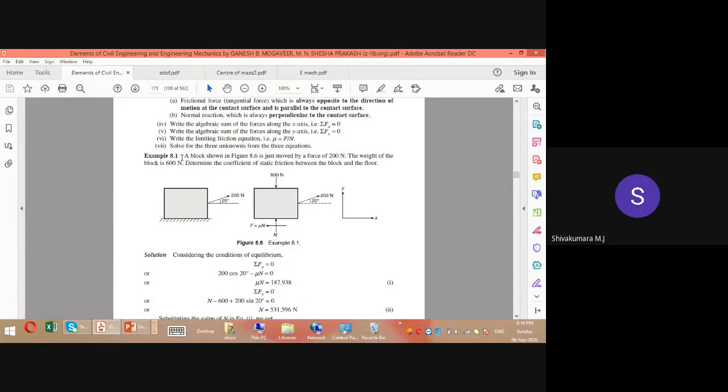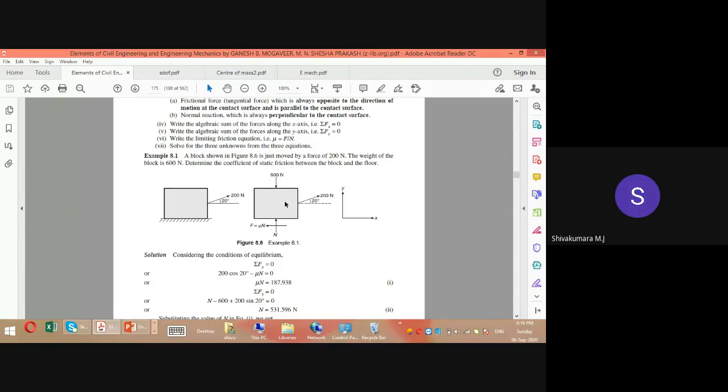Read this problem statement. A block shown in the figure is just moved by a force of 200 Newton inclined at an angle of 20 degrees with respect to the horizontal. The weight of the block is 600 Newton. Determine the coefficient of static friction between the block and the floor. See here, there is a block resting on a horizontal floor. The weight of this block is 600 Newton, and it is pulled with an inclined force of 200 Newton at an angle of 20 degrees. So you can draw a free body diagram for this.